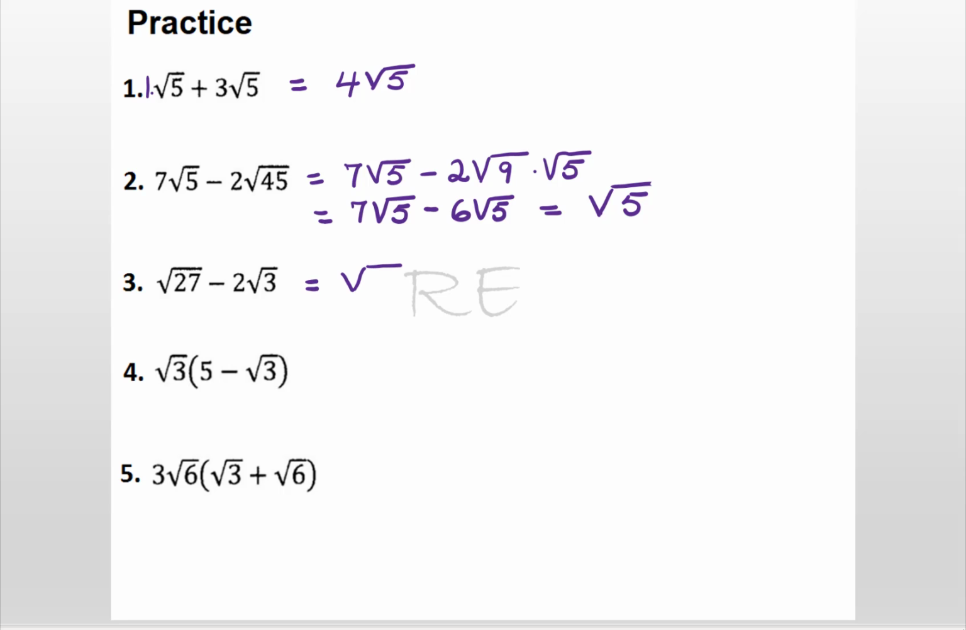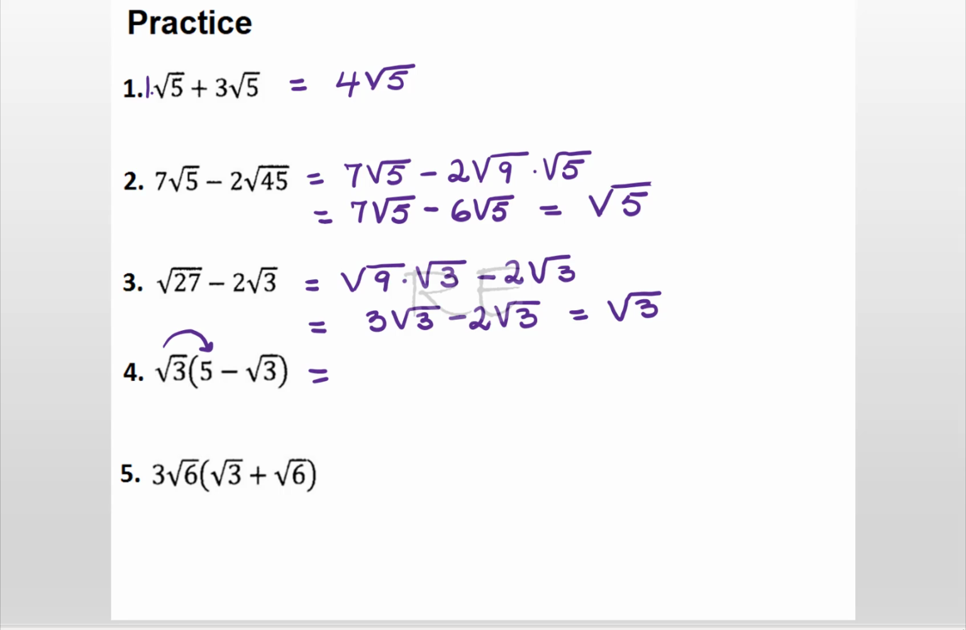Square root of 27 is square root of 9 times square root of 3 minus 2 square root of 3. Square root of 9 is 3. Therefore, we have 3 square root of 3 minus 2 square root of 3. We are left with 1 square root of 3, which is just square root of 3.